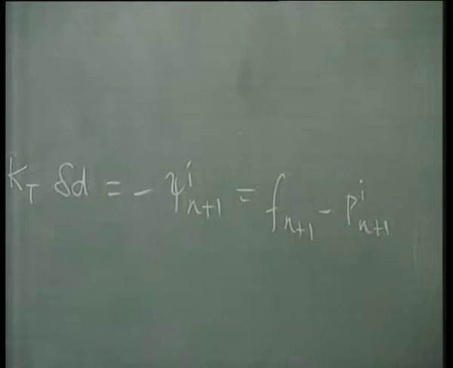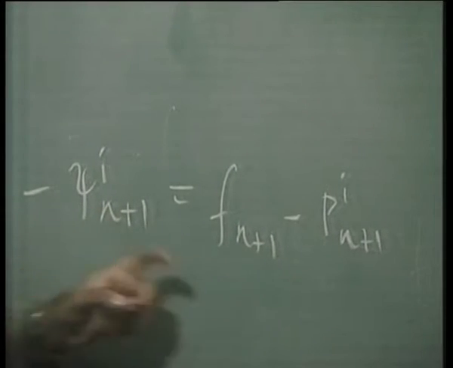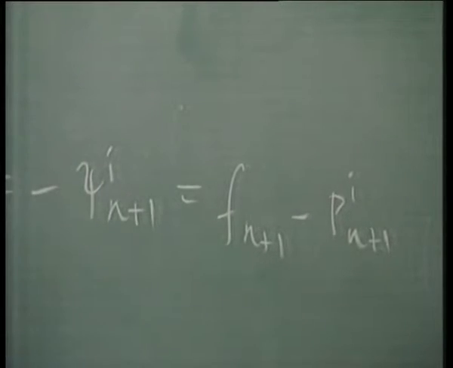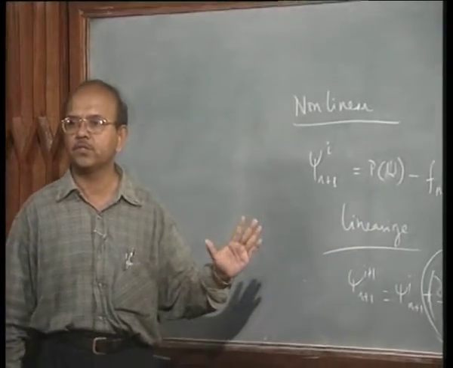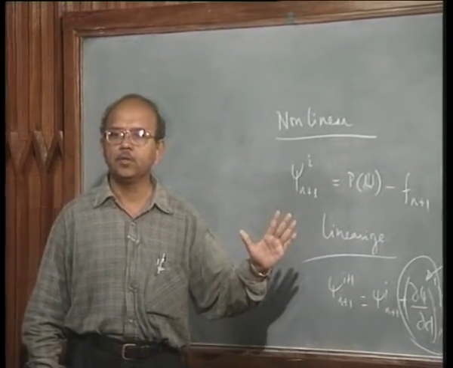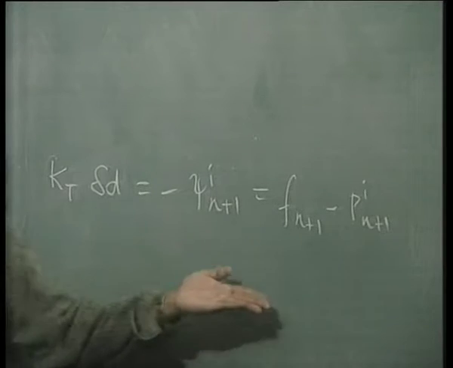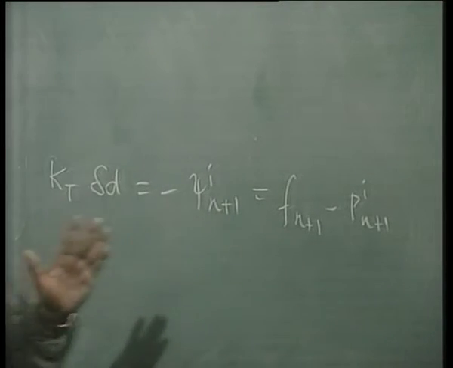So in other words, what is it that you get out of it? I get delta D by solving it, because I know the right hand side, and I know KT. KT right now I know, because for the 1D case it is just the slope of the stress strain curve. So KT into delta D is equal to F n plus 1 minus P i n plus 1, simple. Is it clear? Any questions? Okay.